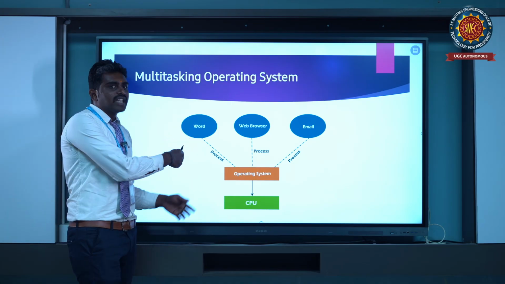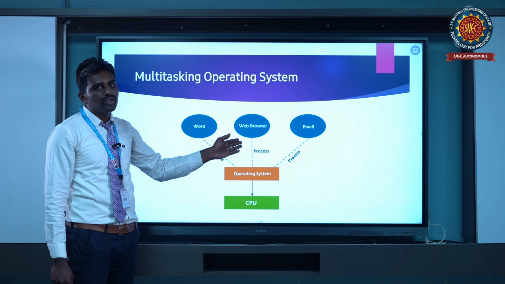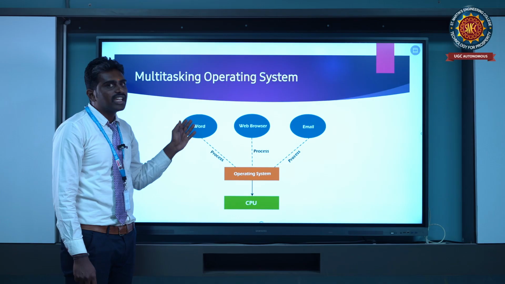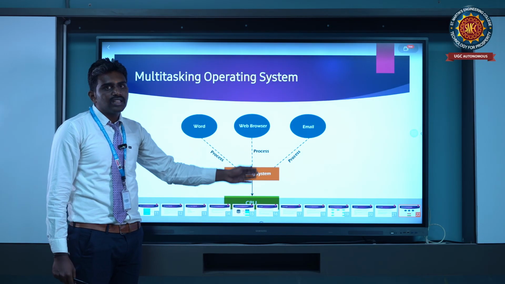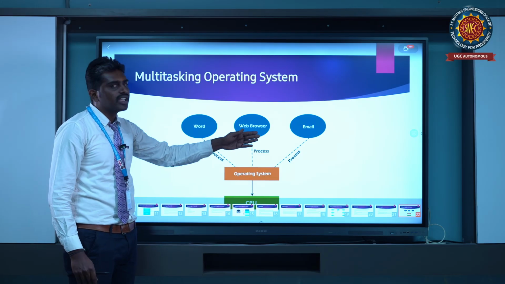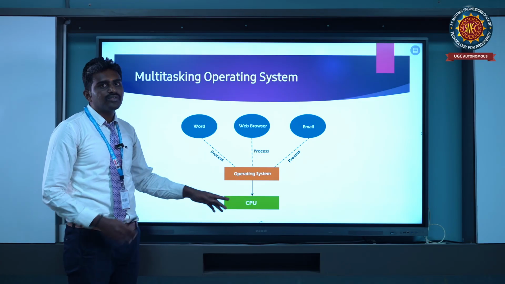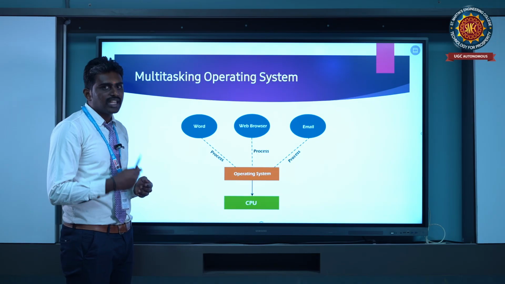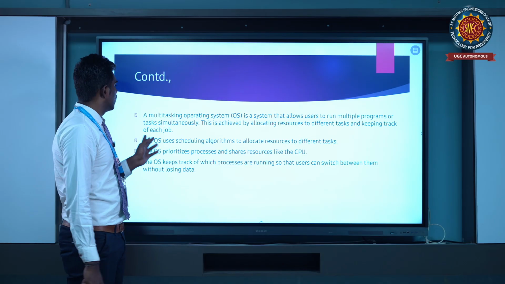In this diagram, first we see Word. It is one application. Web browser is another application, and email. So three categories of applications function at the same time. They are processed in the operating system at the same time. Simultaneously, all the applications are working in the operating system, and the operating system executes all the processes at the same time. So this is the multitasking operating system.